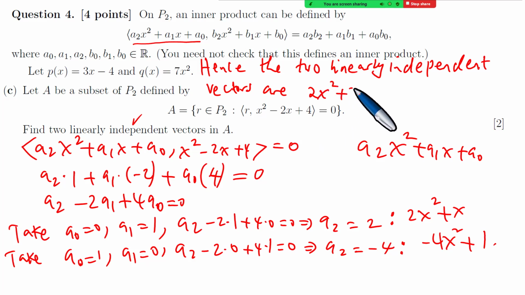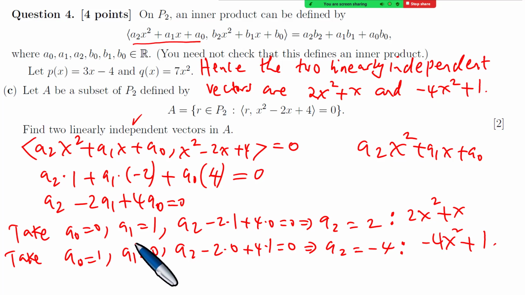But once again, this question means every student is going to have their own answer, because if you have an equation you need to solve with 3 unknowns, you can't have unique answers. So you can just have cases: take 2 variables, guess 2, and then get the third one. This would give the equation of a plane in particular. Hence the two linearly independent vectors are 2x squared plus x, and also minus 4x squared plus 1. We're good. We found the two linearly independent vectors that do this job.